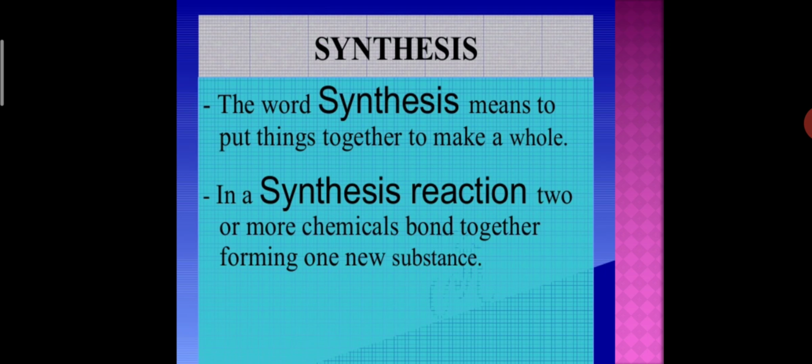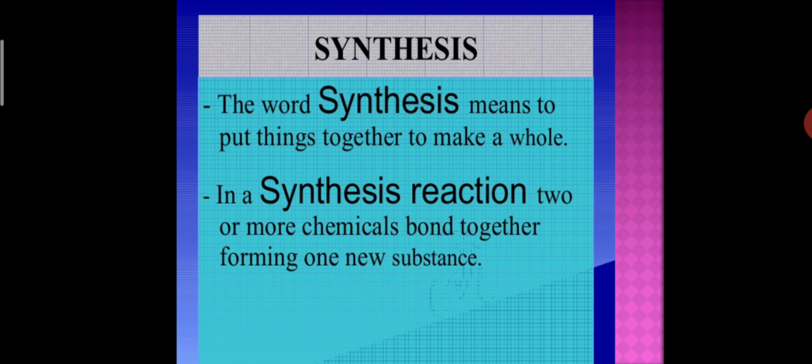Let's see synthesis. First of all, we are going to discuss our first type, that is synthesis. The word synthesis means to put things together to make a whole. In a synthesis reaction, two or more chemicals bond together, forming one new substance.